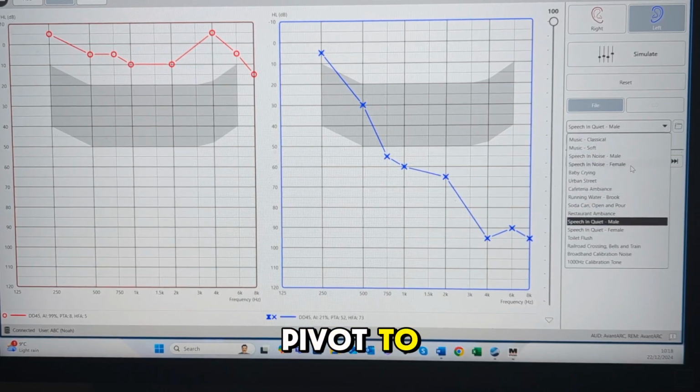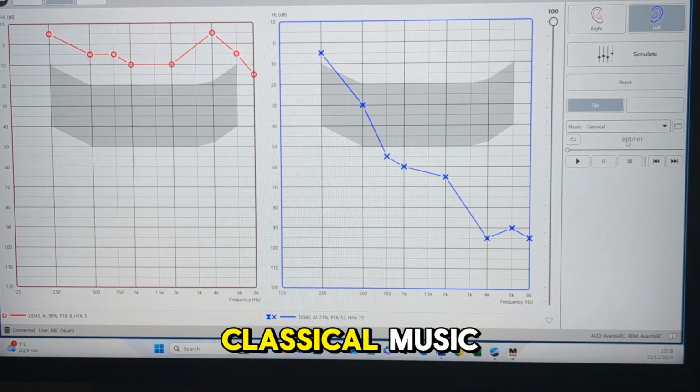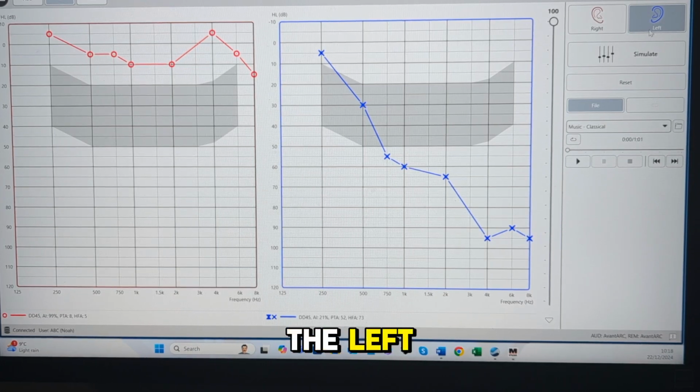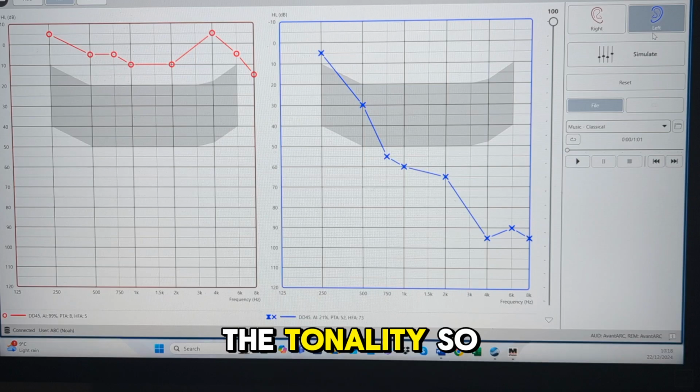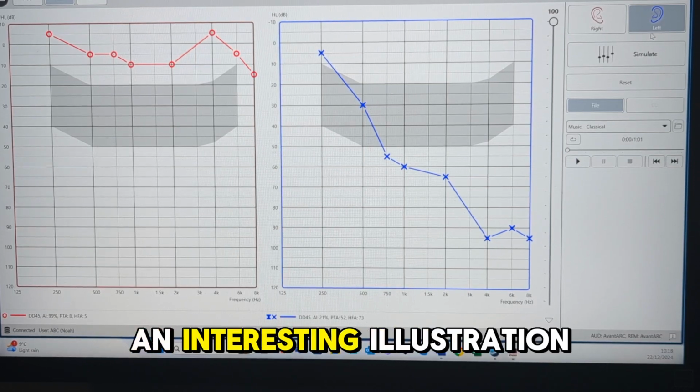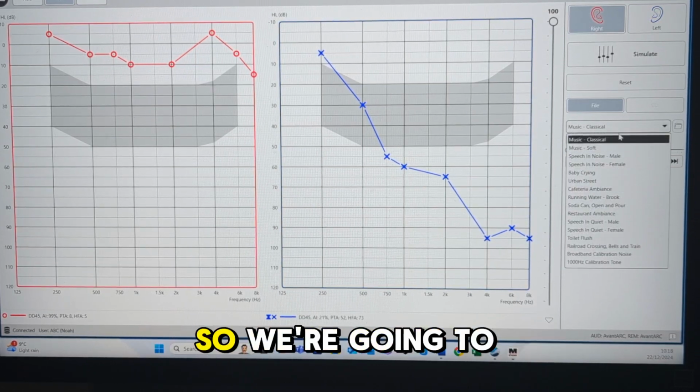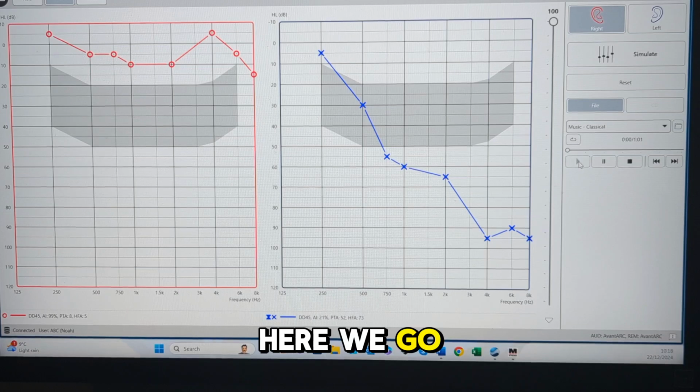Now we're going to pivot to classical music. When we play the classical music, when I go to the right side, no difference. When I pivot to the left, it's almost as though I've taken so many instruments away from the orchestra. The music will sound very flat and lose a lot of the tonality. So you're going to see that as quite an interesting illustration. So we're going to start with the classical music. Here we go.